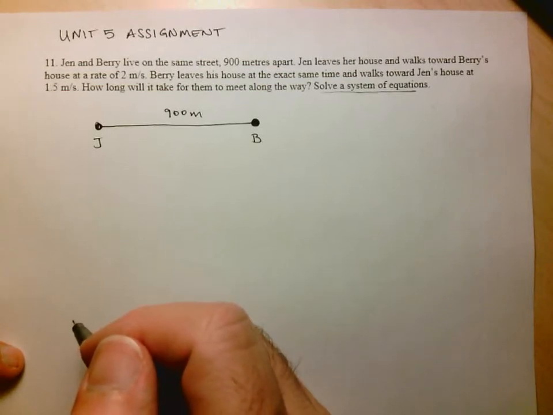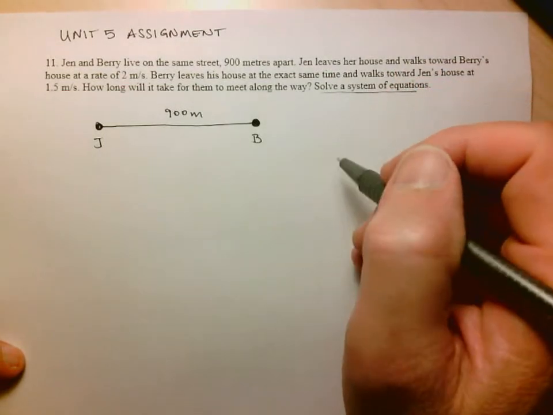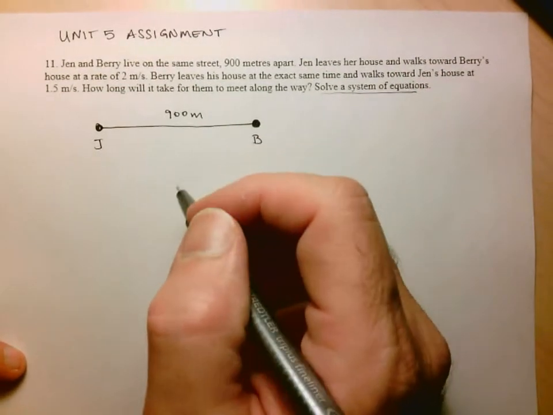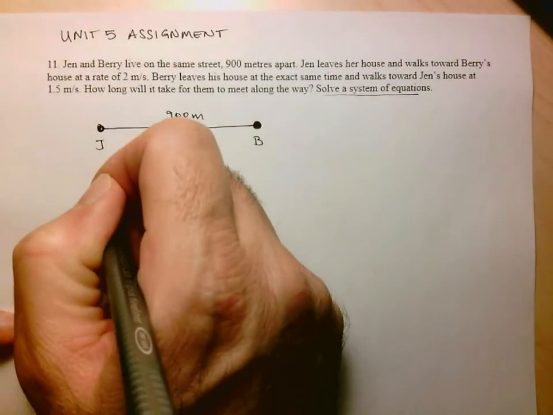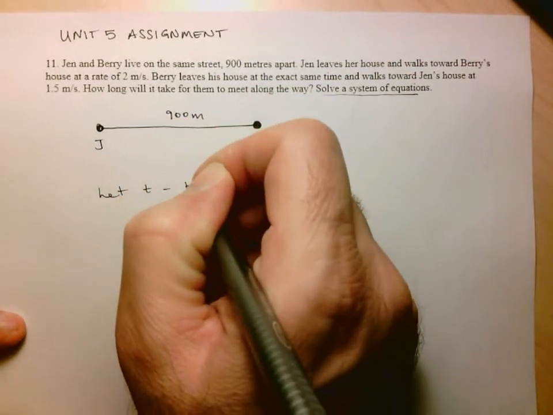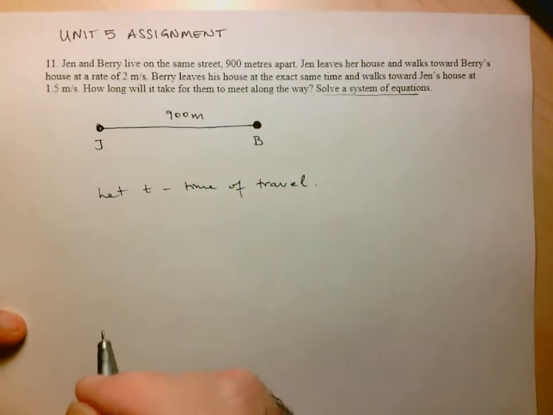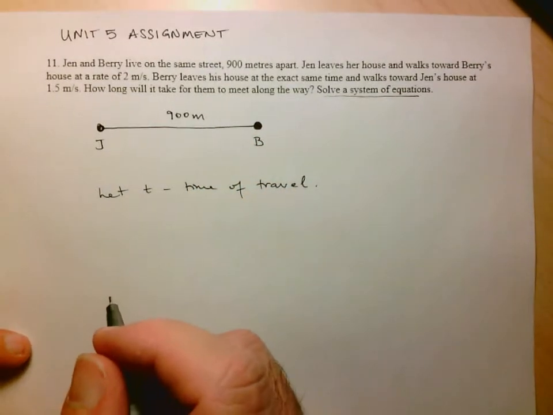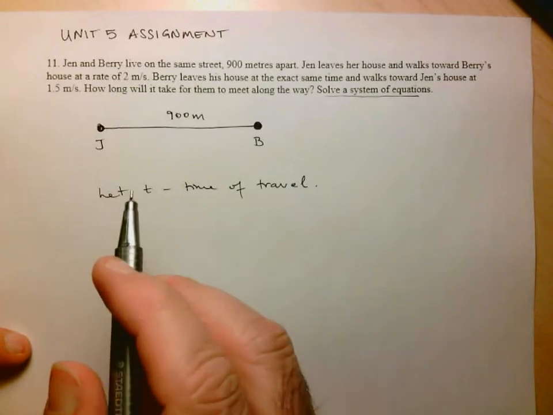Now, if we want to measure distance, remember when we're solving a system of equations, we need the two variables in each equation to represent the same thing. So we'll let t be time of travel. Not really much to think about there. But in terms of the distance, how are we measuring the distance? In other words, from where are we measuring it?